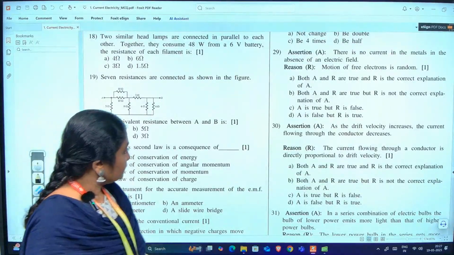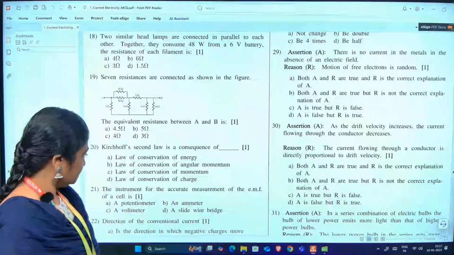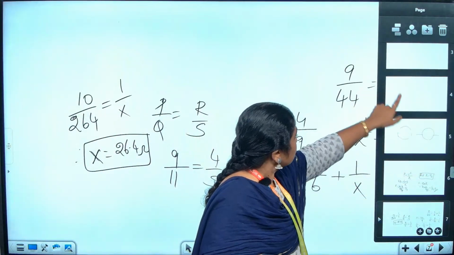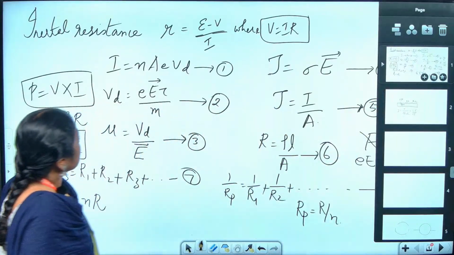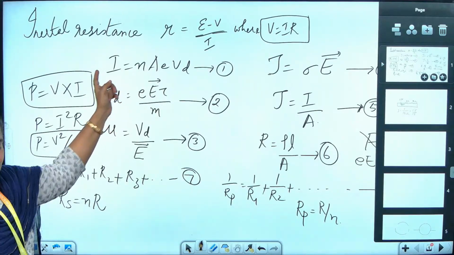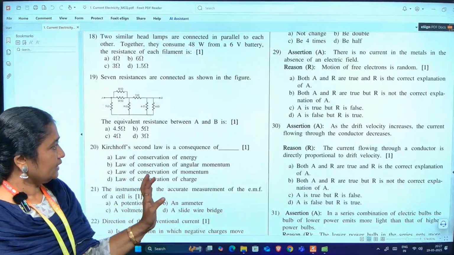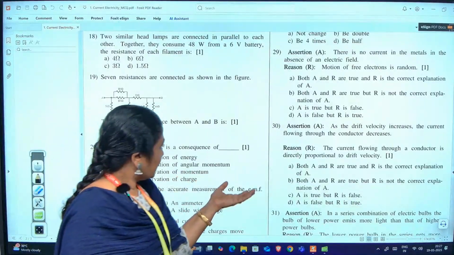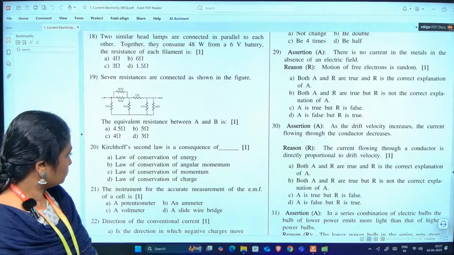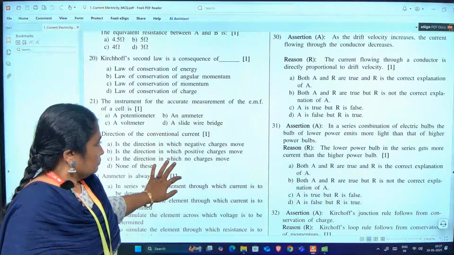Thirtieth question: as the drift velocity increases, the current through the conductor decreases. What was the relationship between current and drift velocity? I is equal to... directly proportional. When the drift velocity increases, what happens to the current? It also increases. As the drift velocity increases, the current flowing decreases. So A is false. The current flowing through a conductor is directly proportional to the drift velocity. That is true. So A is false, but R is true.